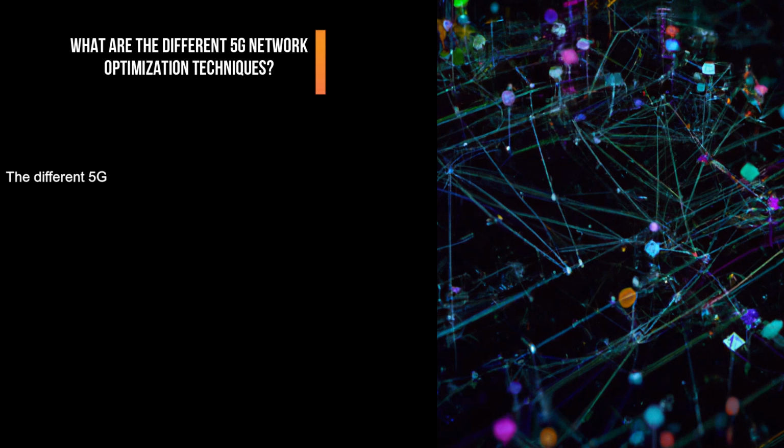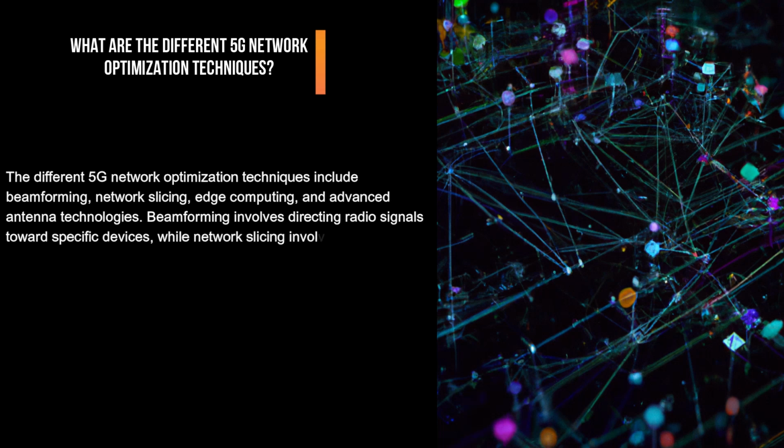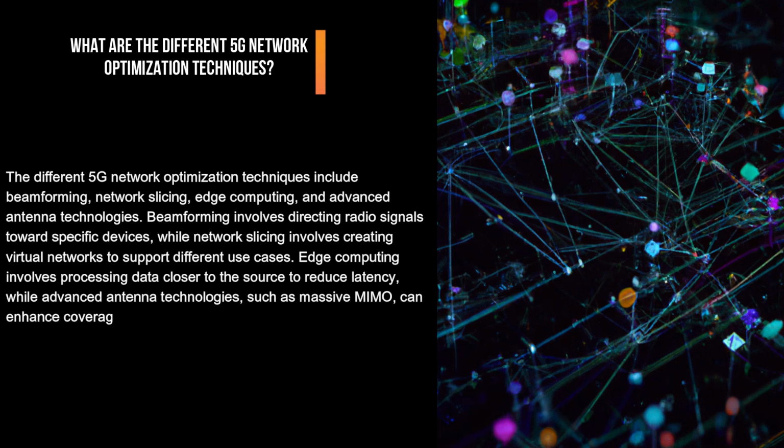What are the different 5G network optimization techniques? The different 5G network optimization techniques include beamforming, network slicing, edge computing, and advanced antenna technologies. Beamforming involves directing radio signals toward specific devices, while network slicing involves creating virtual networks to support different use cases. Edge computing involves processing data closer to the source to reduce latency, while advanced antenna technologies, such as massive MIMO, can enhance coverage and capacity.